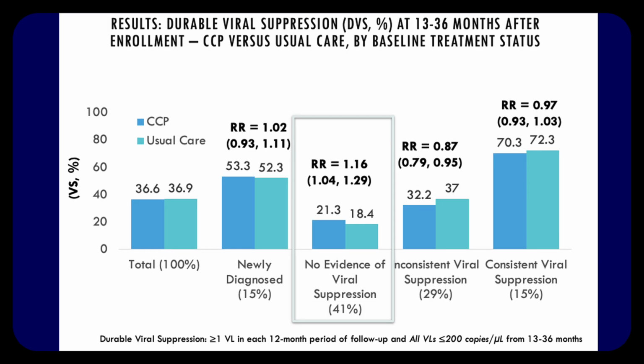And in this second analysis here, we looked at a longer term outcome, which we call durable viral suppression. So how did the viral suppression rates at 13 to 36 months after enrollment compare in those who enrolled in care coordination to similar people who received usual care? And here you can see two things which I want to highlight. The differences are much less pronounced, really only limited to a positive effect in this one group of no evidence of viral suppression at enrollment.